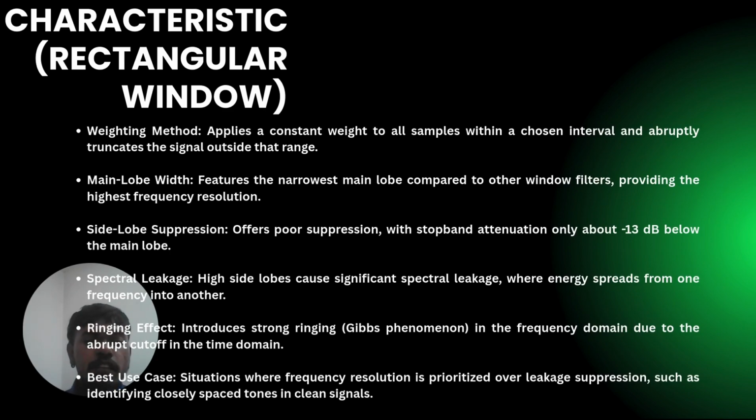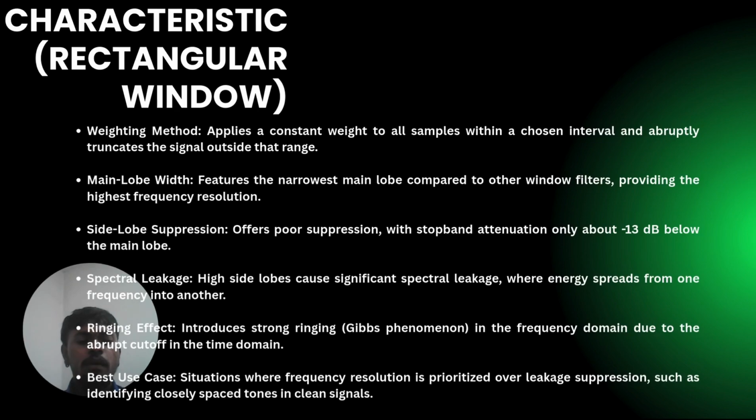The most significant advantage of the rectangular window is its main lobe width. It features the narrowest main lobe of any windowing function, which provides us with the highest possible frequency resolution. If you are trying to distinguish between two frequencies that are very close together, this is your best tool.